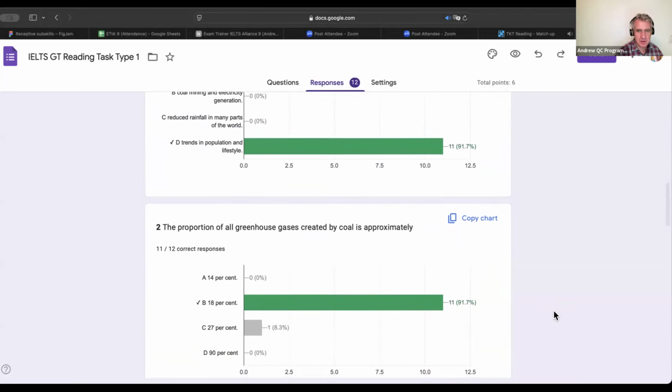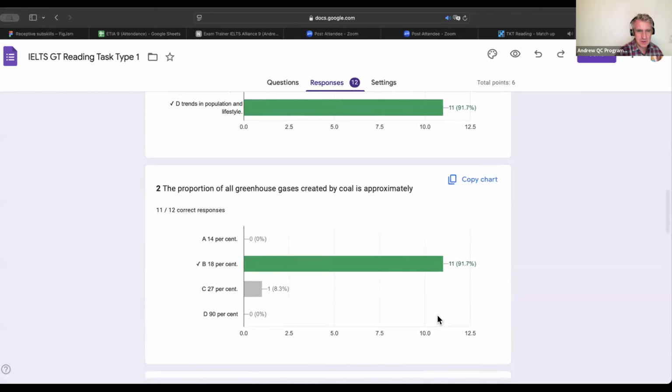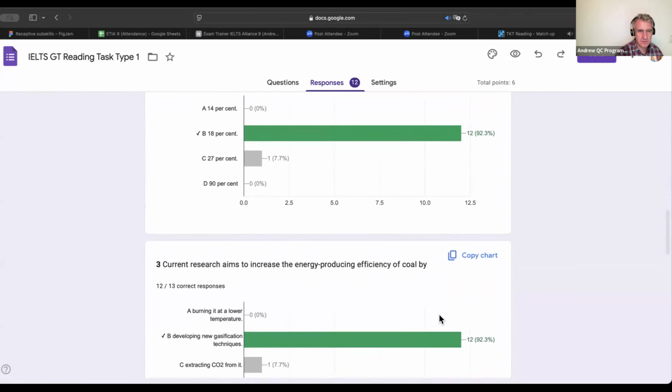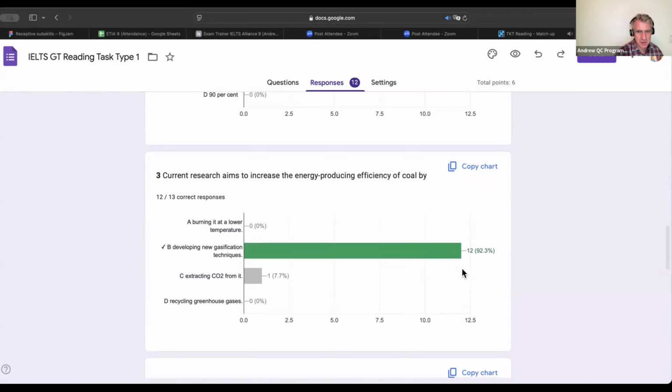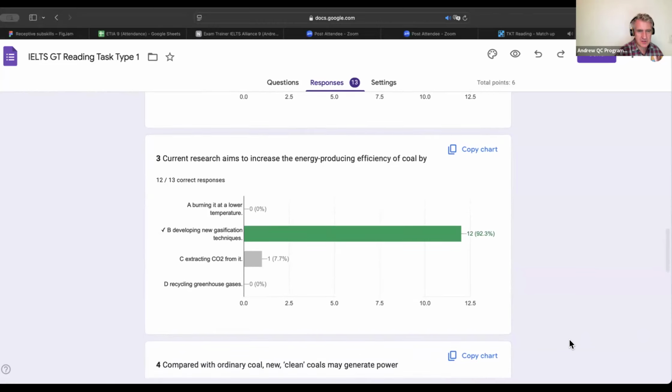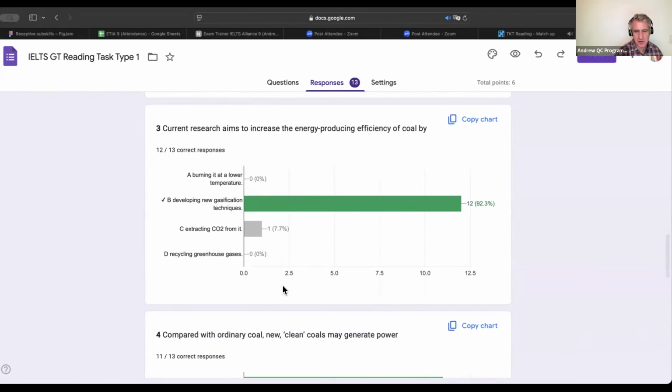About B. Yeah, 92% is correct. Good. Yeah. 18%. Quite a lot, isn't it? Current research aims to increase the energy producing efficiency of coal by, 92% got the correct answer. Developing new gasification techniques. Yeah. Extracting CO2 from it. Good guess, but not quite right.